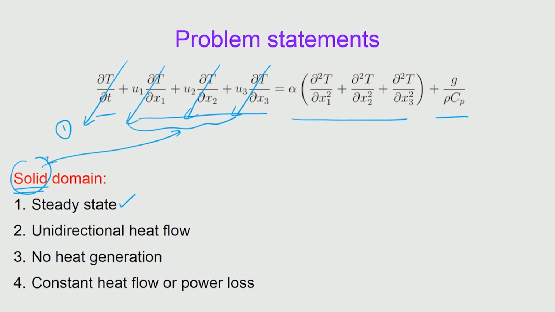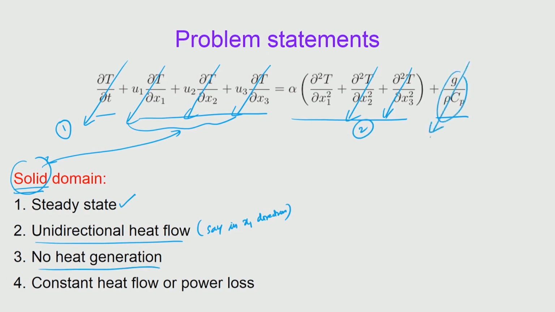Okay. Then we say unidirectional heat flow. So, let us say in the x1 direction, which means that along the x2 and x3 directions there is no variation of temperature. So, we can then use that to drop these. So, as per assumption 2, we can drop those, and if you say that there is no heat generation, that means we can drop this. Okay.